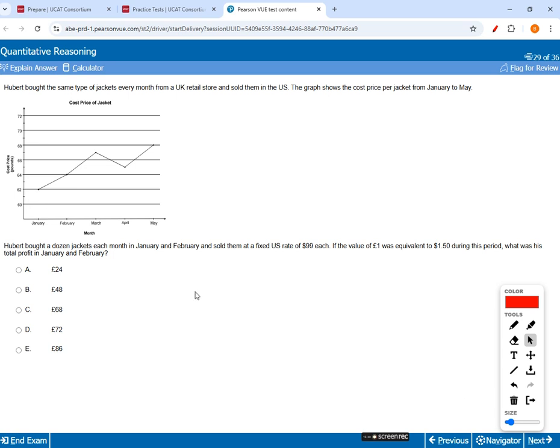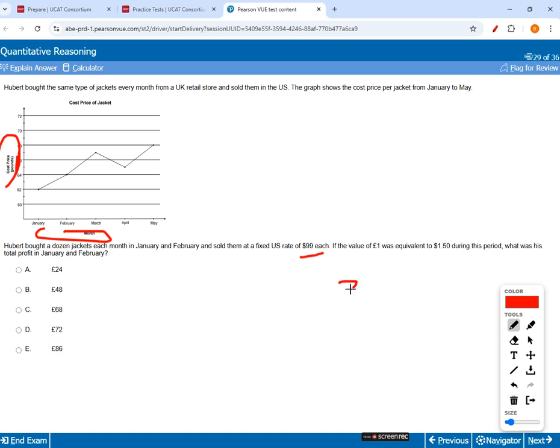Okay, straight away, when a question like this comes in, what's the plan? Straight away, look at the X and the Y-axis. That's the month. Jan, Feb, all the way till May. Y-axis is, look closely, in pounds. He's talking about dollars, US. So first thing, any graph, look at the X and the Y-axis straight away. The value of £1 is equivalent to 1.5, which is 3/2.